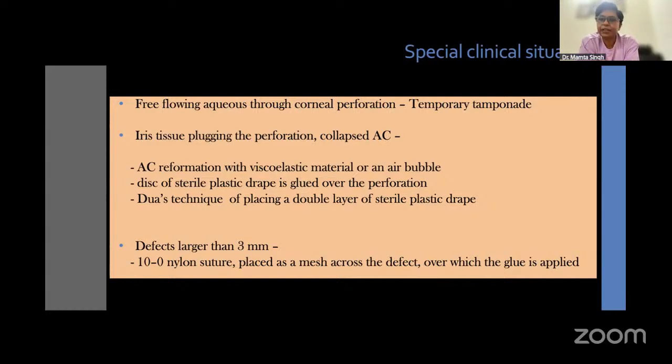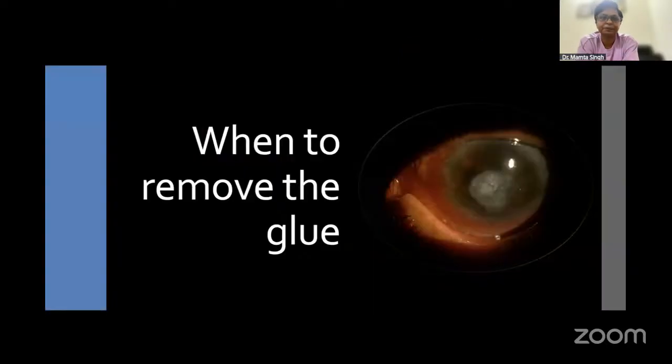And if we have nothing in our hands other than cyanoacrylate glue, and we have to use it for a perforation larger than 3 mm, then put a mesh of 10-0 nylon suture and then put the glue over it. That is how we do it.